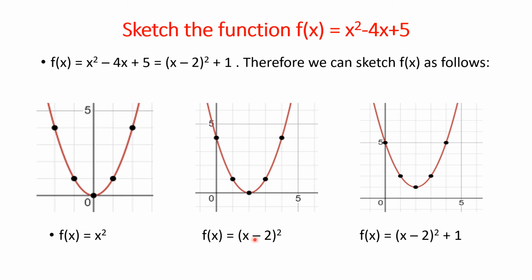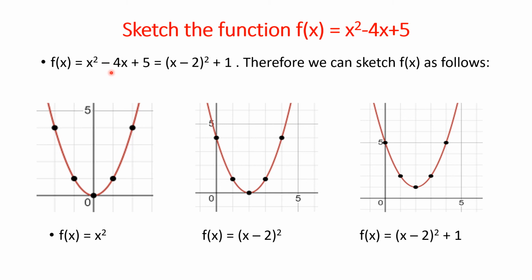2 is subtracted from x, and we square the result. That will give us this function. Then we can see that this is equivalent to this one, except we have to add 1. If we add 1, that means we shift this one up by 1. If we shift this function up by 1, we get f of x equals x minus 2 all squared plus 1, which is the sketch of this function.